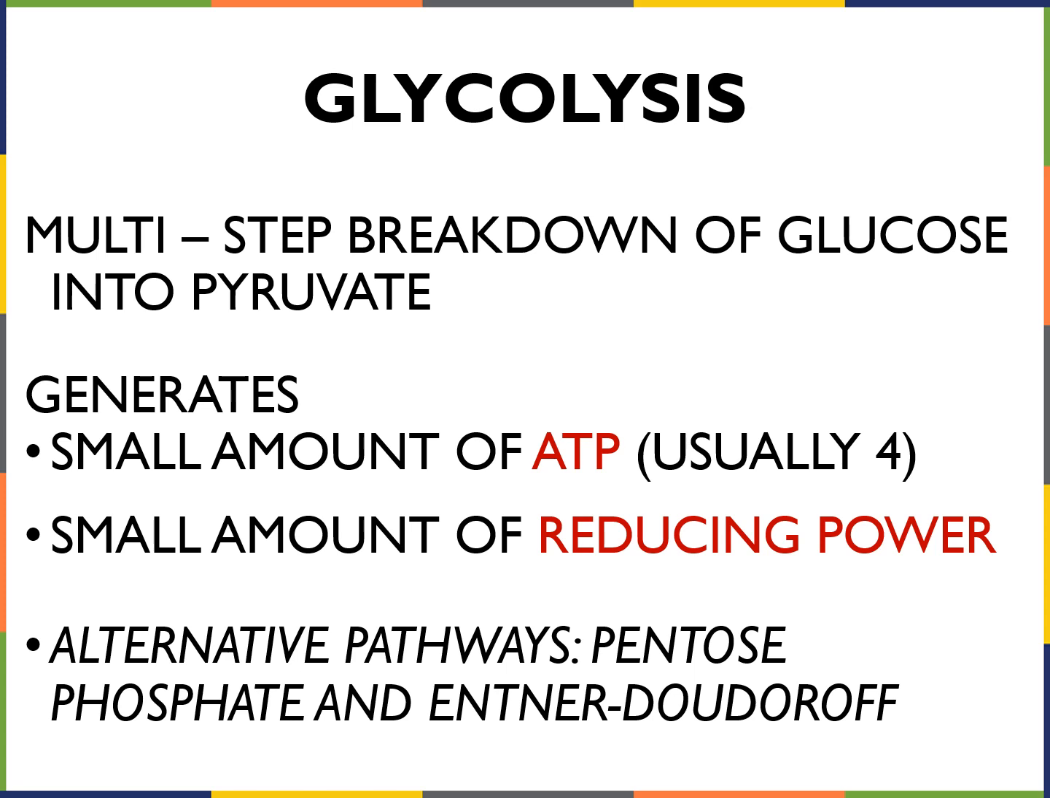Another pathway is known as the Entner-Doudoroff pathway. The only thing you have to know about this is it is an alternative pathway that some bacteria use instead of using glycolysis. For example, E. coli. E. coli does not undergo glycolysis. E. coli uses the Entner-Doudoroff pathway instead. And that's all you have to know about the 2 alternative pathways.